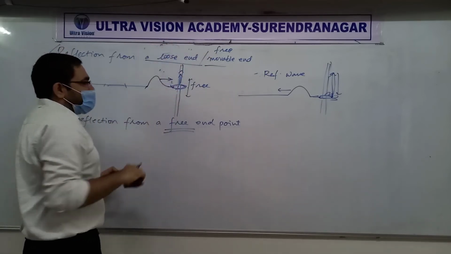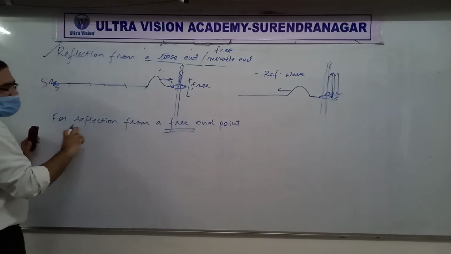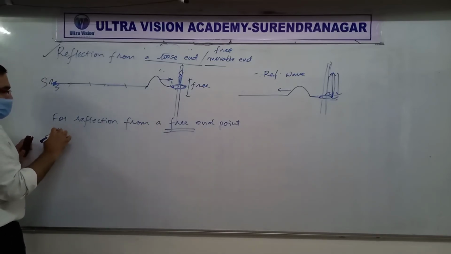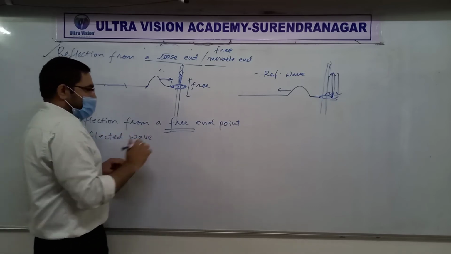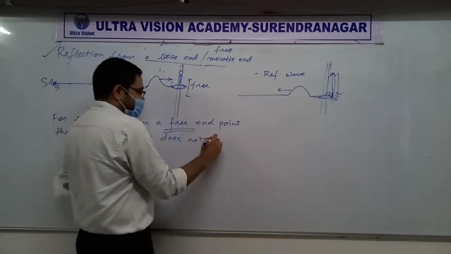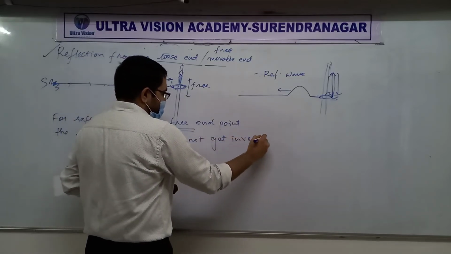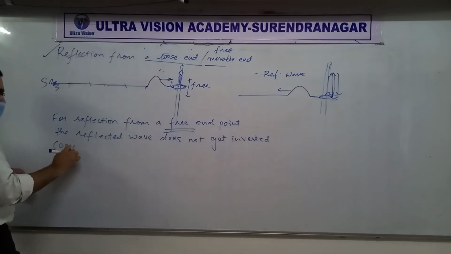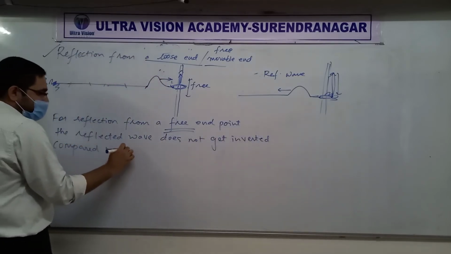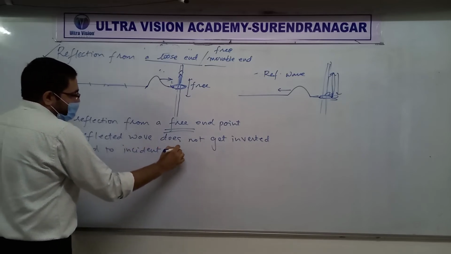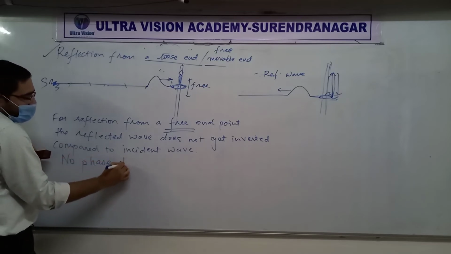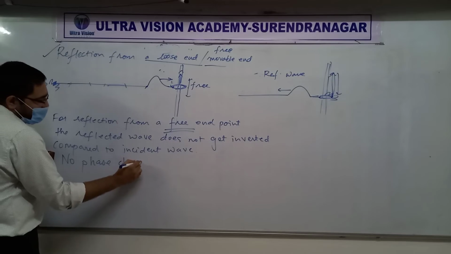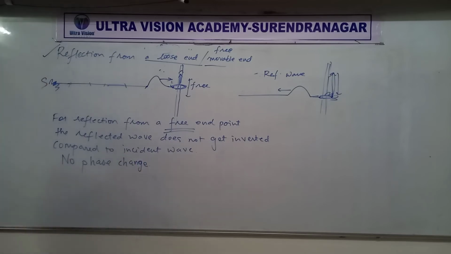And similarly, if you fix a nail to the wall, it becomes fixed. So for reflection from a free endpoint, the reflected wave does not get inverted compared to the incident wave. So here there is also no phase change. I hope that makes sense. Just like in the previous case, we had to write phase change of pi, here we can just write no phase change. Okay?